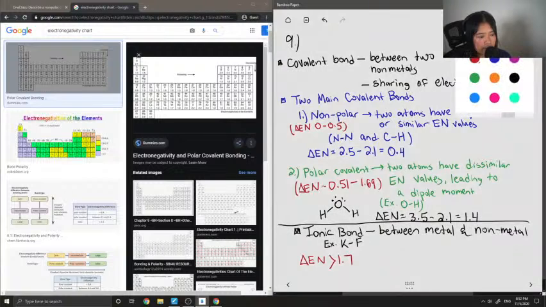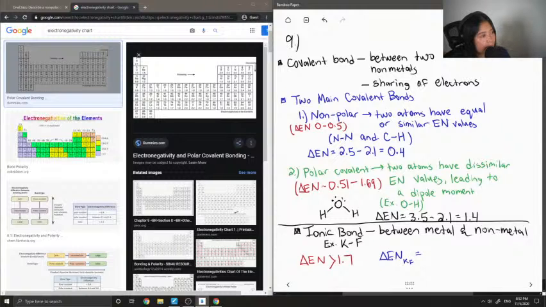So let's look at potassium and fluorine. The electronegativity of KF. Potassium has an electronegativity value of, where is potassium on here? Okay, yeah, 0.8, and fluorine's is 4.0. So I'm going to do 4.0 minus 0.8, which is very high, 3.2. So since this difference is very large, we already know that this is an ionic bond.